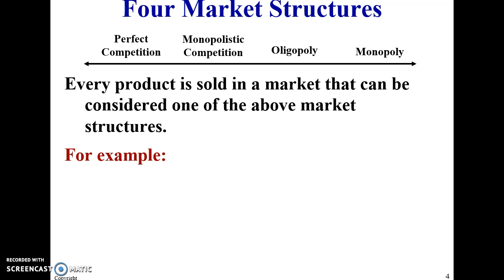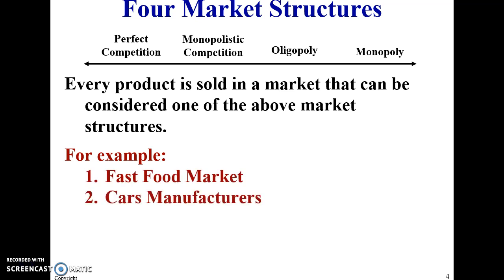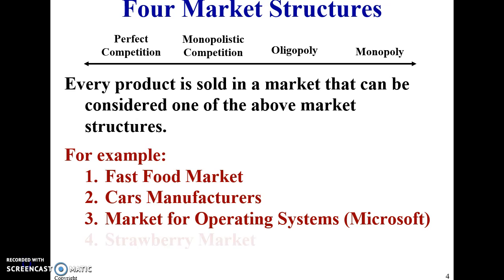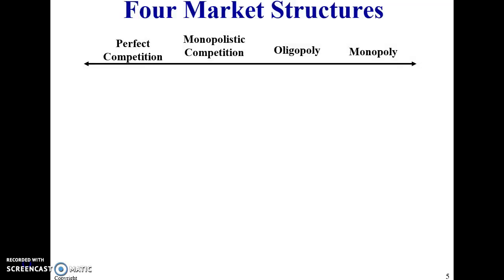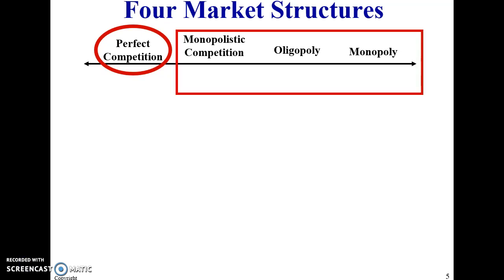So here are some examples of different firms that would be in different types of market structures. The fast food market, the car market, Microsoft, the strawberry market, and the cereal market. And so at the end of the 4 market structure discussion, you should be able to identify and place these types of companies. So I'm going to just talk about perfect competition, a quick overview. Now, the remaining 3 are called imperfect competition.